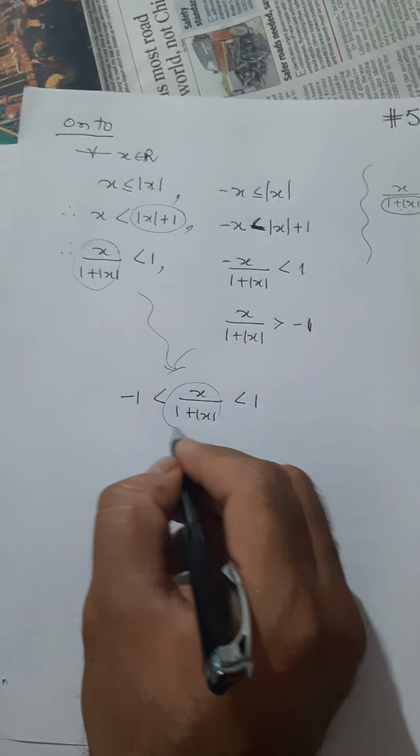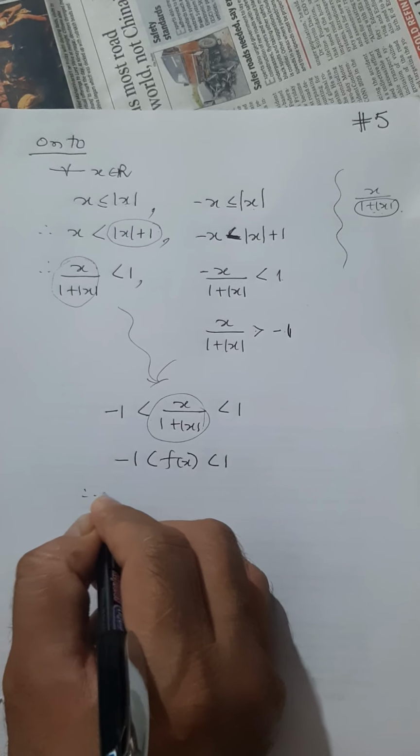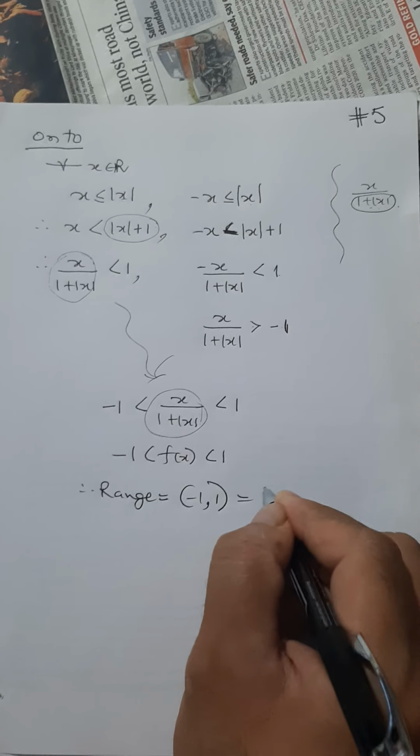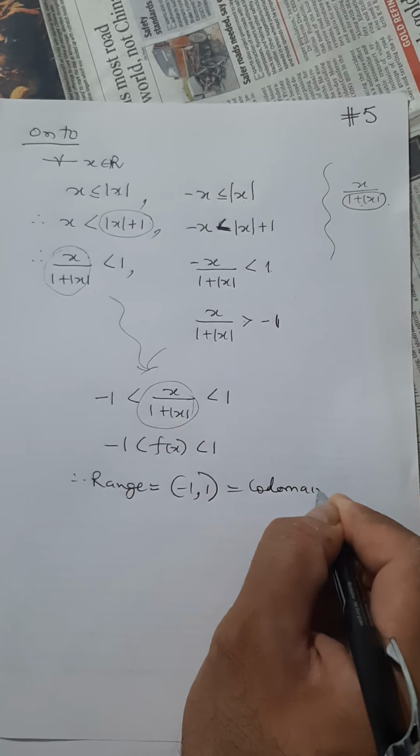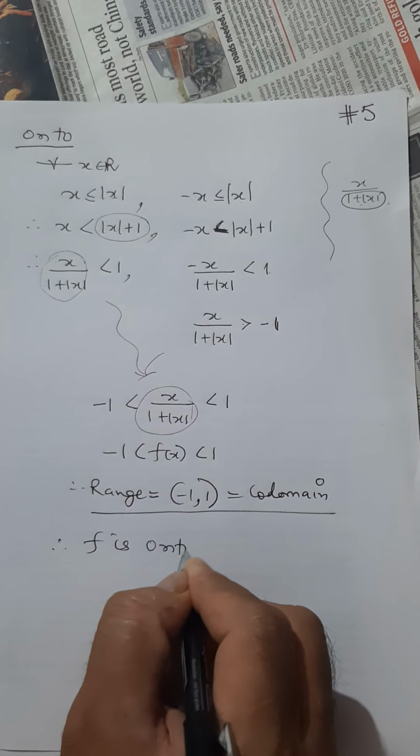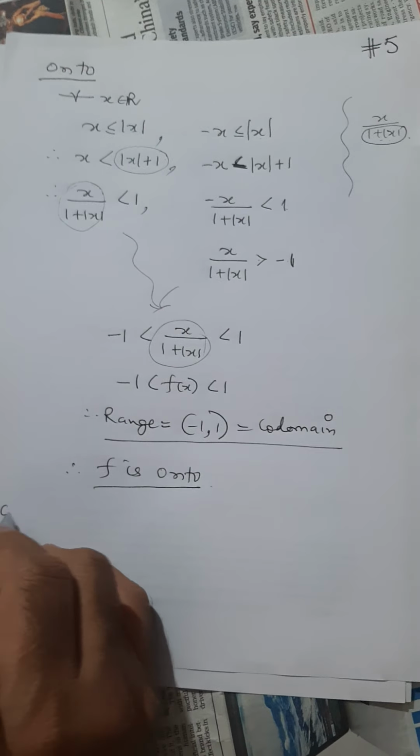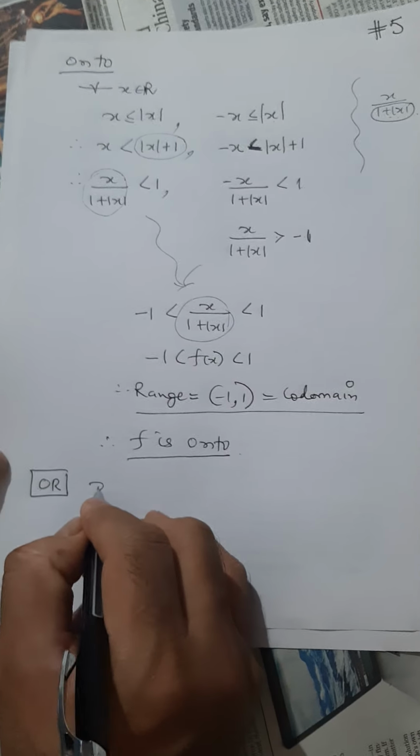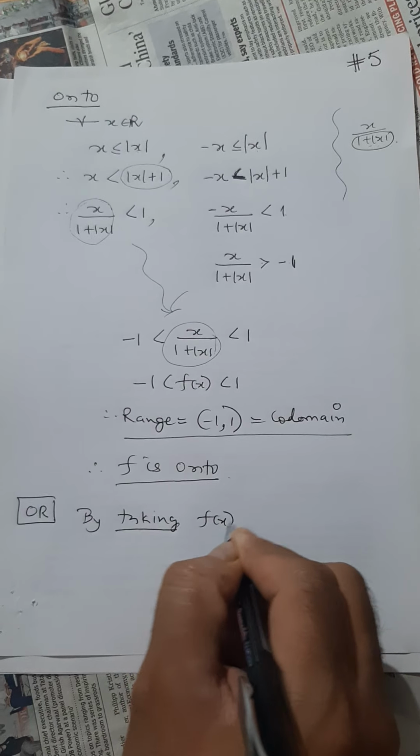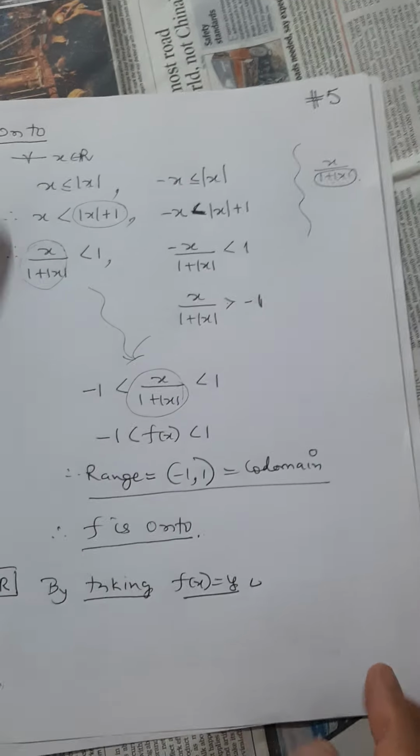So now what is this? This is f(x). So f(x) is less than 1 and greater than minus 1. So you can say that the range equals the open interval minus 1 to 1, which equals the codomain. And therefore f is onto. I did it this way. You can do it like this also, or by taking f(x) equals y you can also prove it. But this is comparatively easier here, so I did the onto part this way.